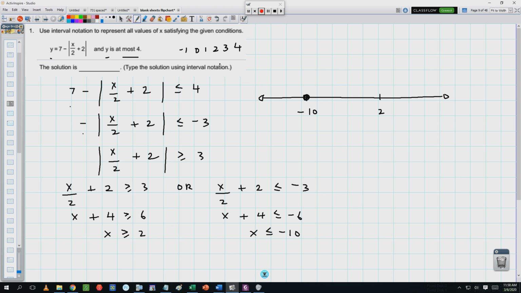Both are closed circles because they both had equal to in the inequalities. Less than -10 and greater than 2. And that's what you should expect from an OR graph. The interval notation: -infinity to -10 with a bracket because of the closed circle, union that with 2 to infinity.